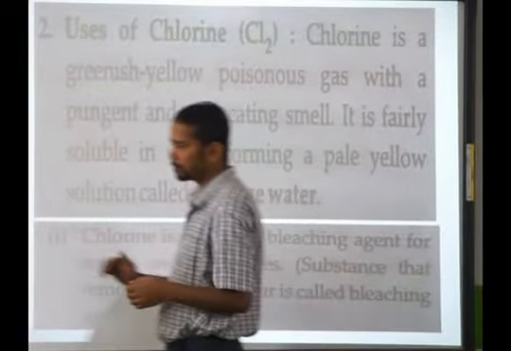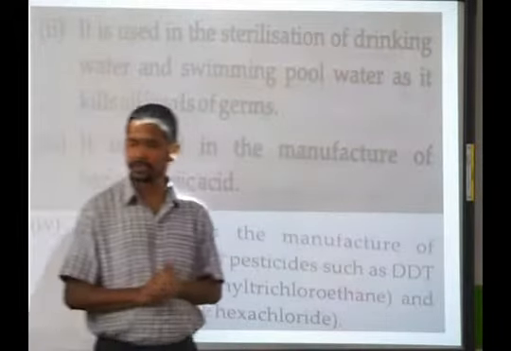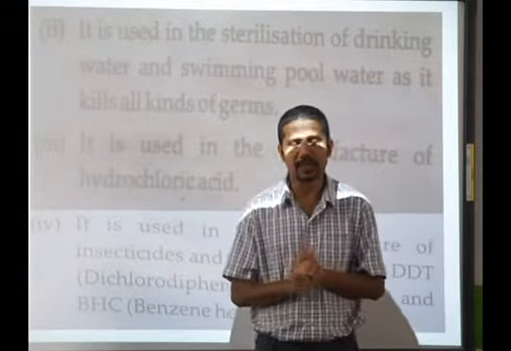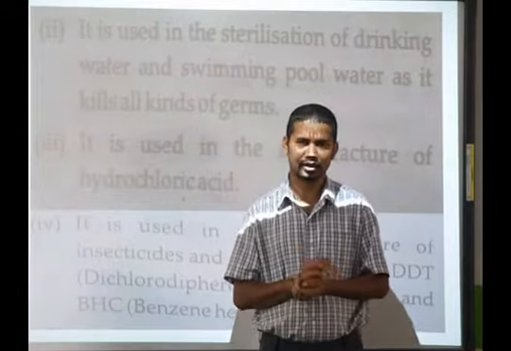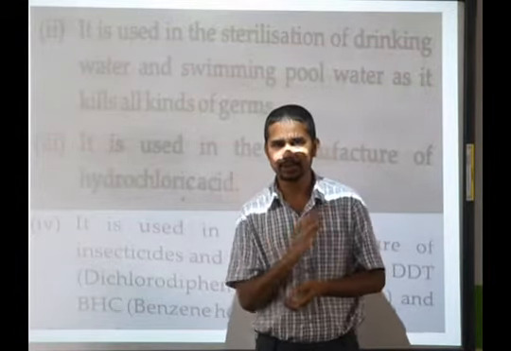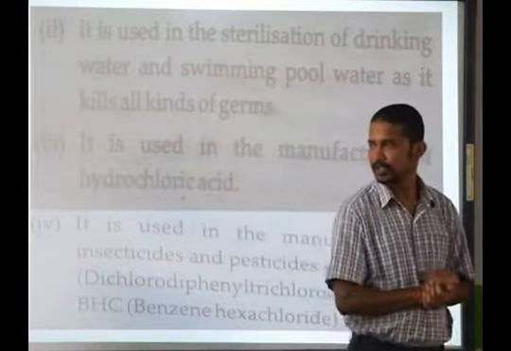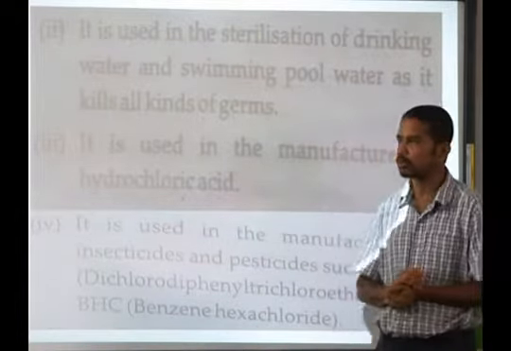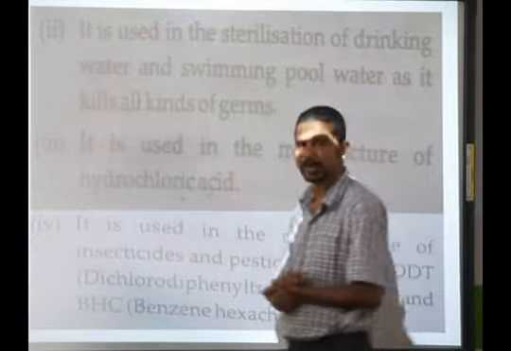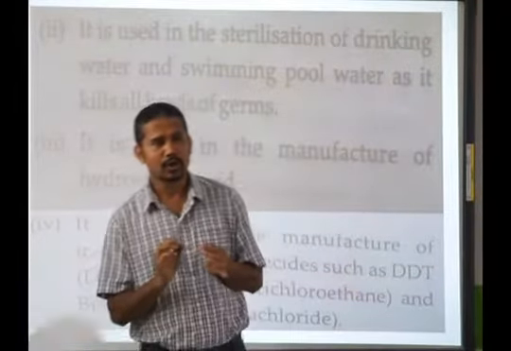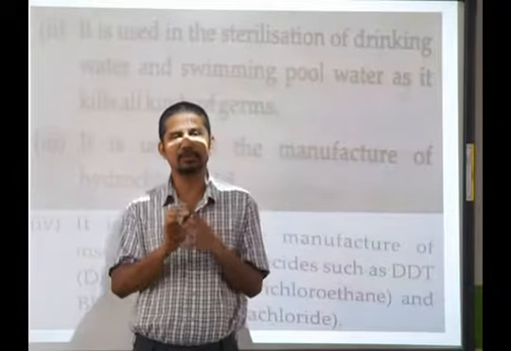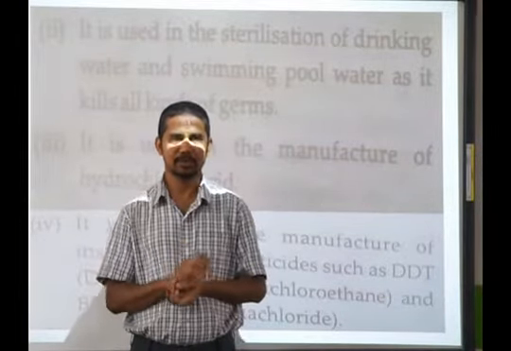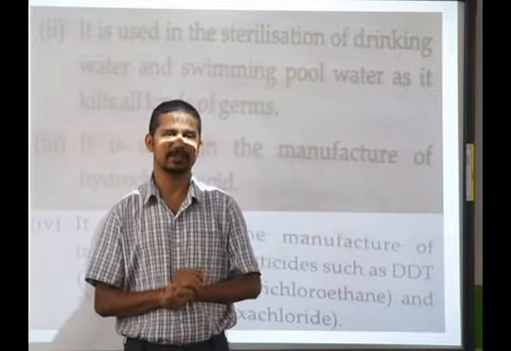Then, it is used in sterilization. What is sterilization? The process of killing germs is called sterilization. So it is used in the sterilization of drinking water and swimming pool water, as it kills all kinds of germs. The water that comes through PHE is sterilized water, because chlorine is passed into this water.